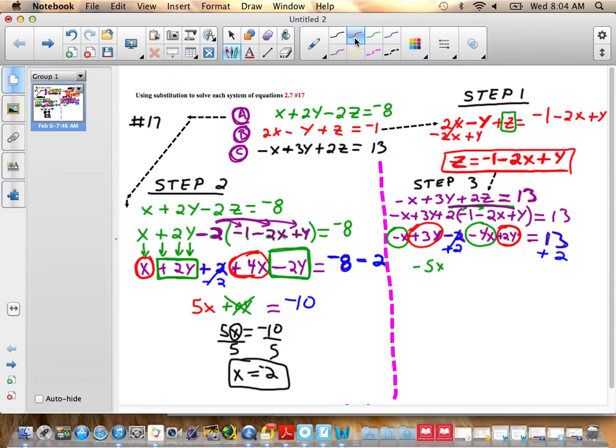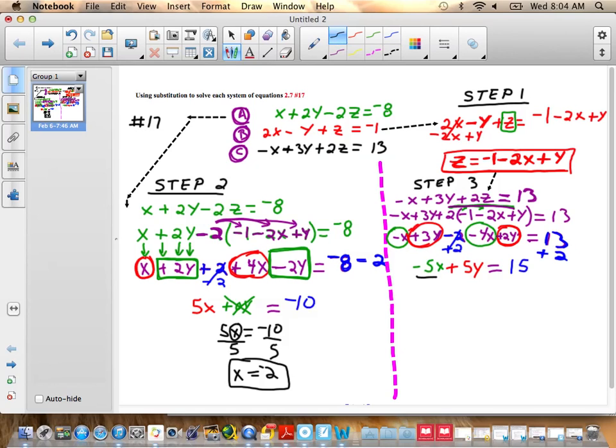So I combined the green circles, the negative x and the negative 4x. Now I'm going to combine my red circles, positive 3y and positive 2y, right? 3y, 2y. So that's going to give me a plus 5y. And all of that is going to be equal to 13 and 2, which is 15.